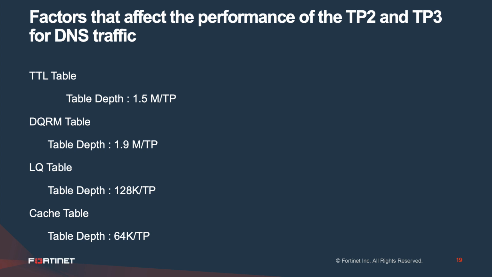So these are some factors that affect the performance of the TP2 and TP3s for DNS traffic, but they are over provisioned for most of our customers. So these will never become a bottleneck for your network.